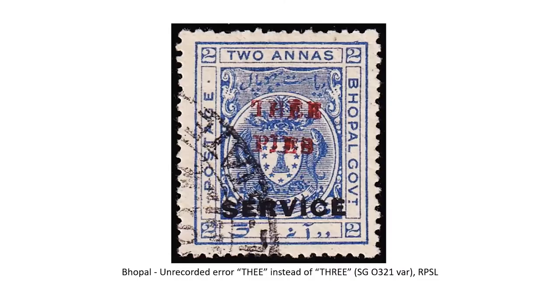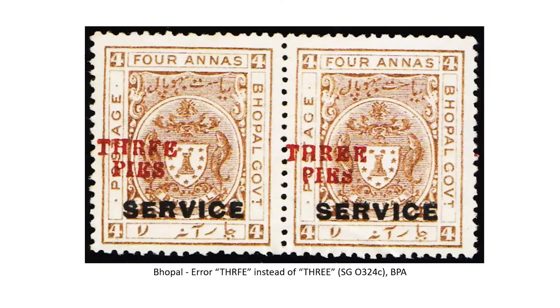Here we have a very interesting error. This is not listed yet. It has an RPSL cert. Instead of THREE, it says THEE. The R is missing. Here we have another error. It's THRFE instead of THREE, so F instead of E on the left stamp. This is a BPS cert as well.